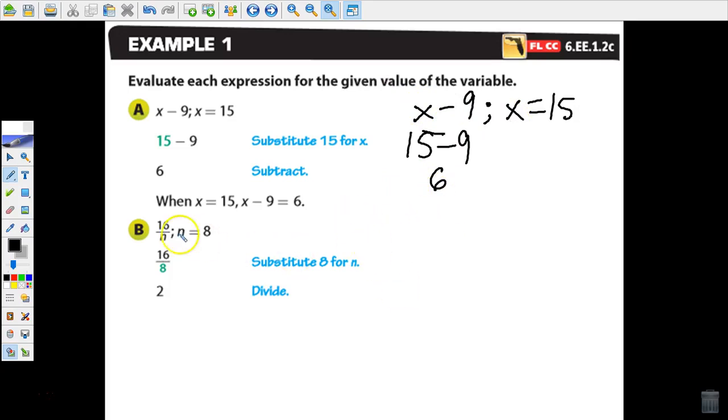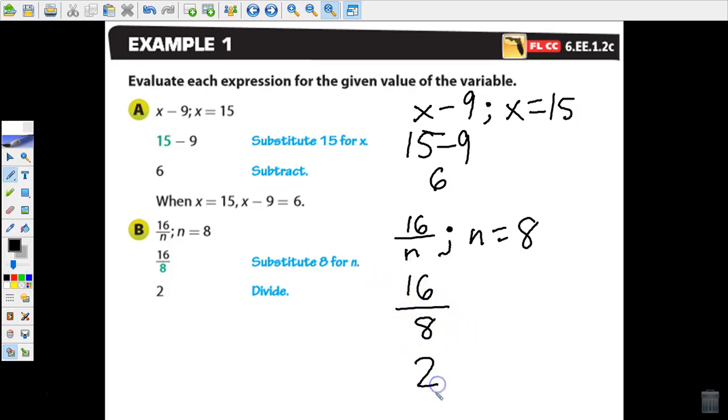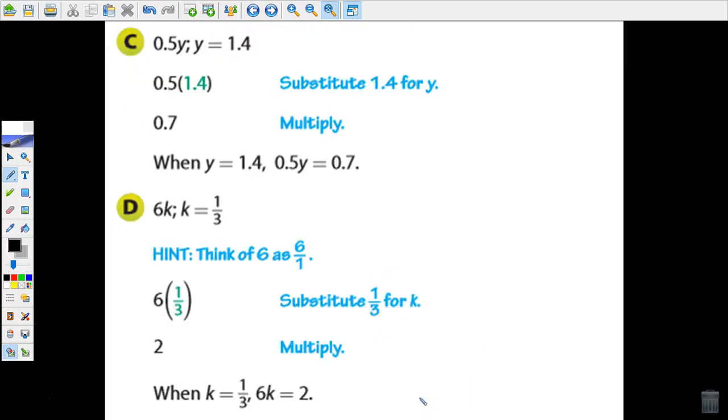So they say 16 over n. We get a little semicolon, and then they're telling me n equals 8. So what they want me to do is get rid of that n and substitute the 8 in for it. So I get 16 over 8. So 16 divided by 8, everybody knows this? Dos, which means 2. Okay, moving on.